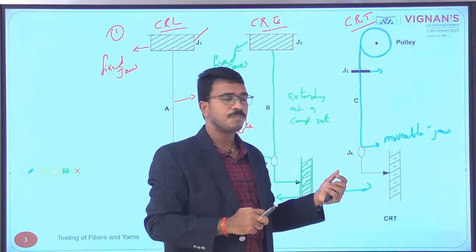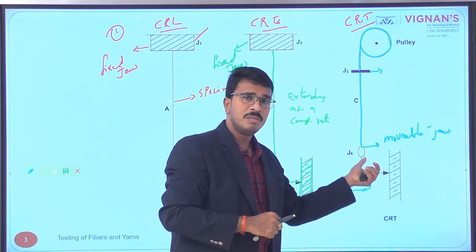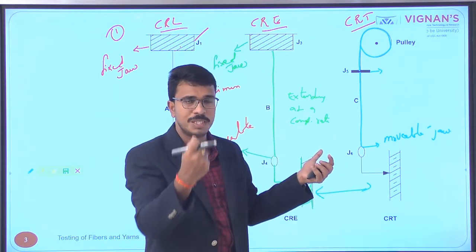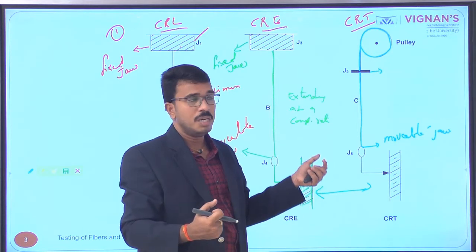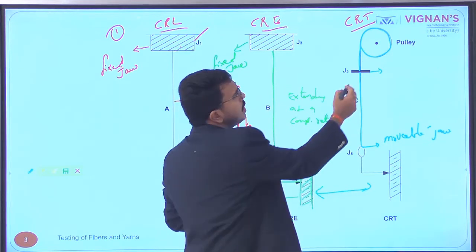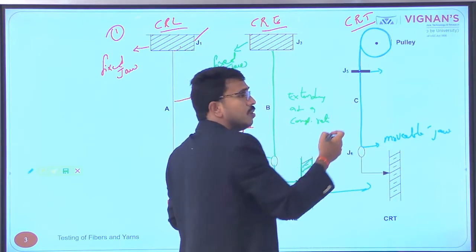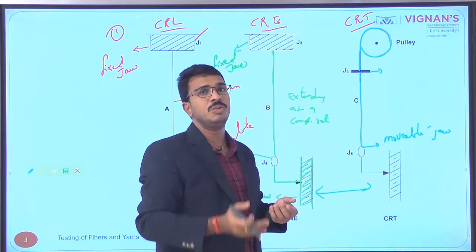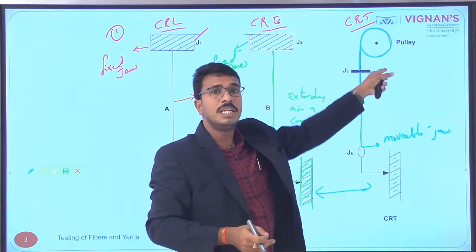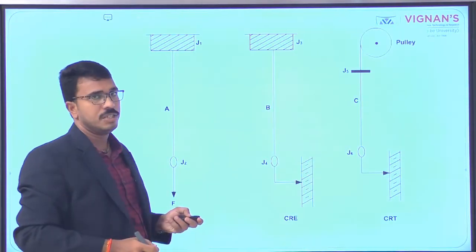Now what will happen? The bottom jaw is moving at a constant rate with the help of a screw mechanism, by which the specimen is going to be pulled. But in the other direction, when this is moving downwards, it will also act against that, and finally we can read the load directly from the pulley. This is constant rate of extension traverse.